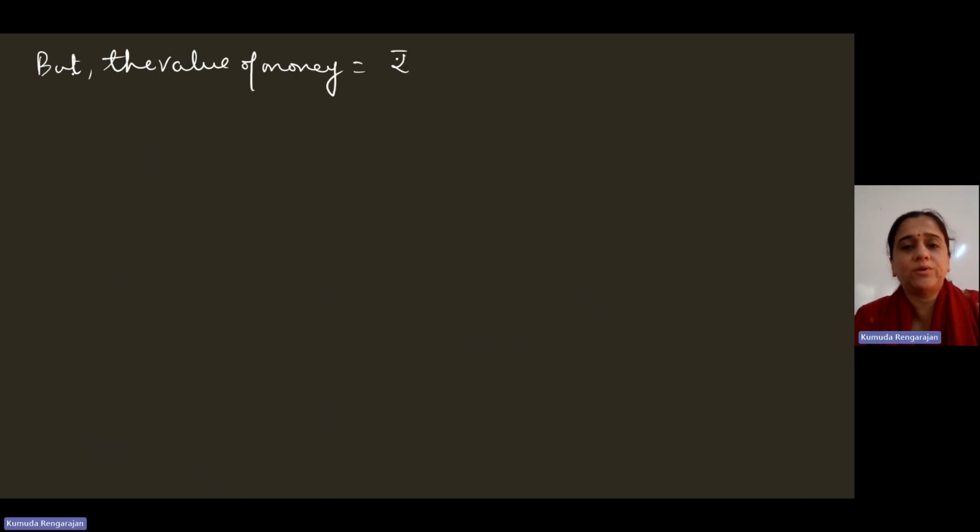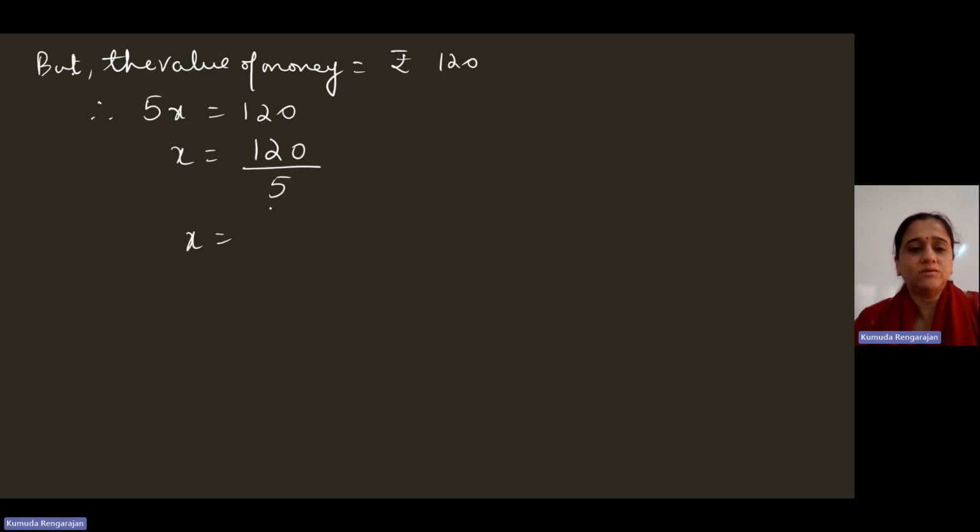Okay. Total value of money is equal to 5x, but the value of money is equal to rupees 120. Therefore, 5x is equal to 120. Multiplication, it's 5 into x, so it goes for division to the other side, 5. So 120 divided by 5, x is equal to 20.